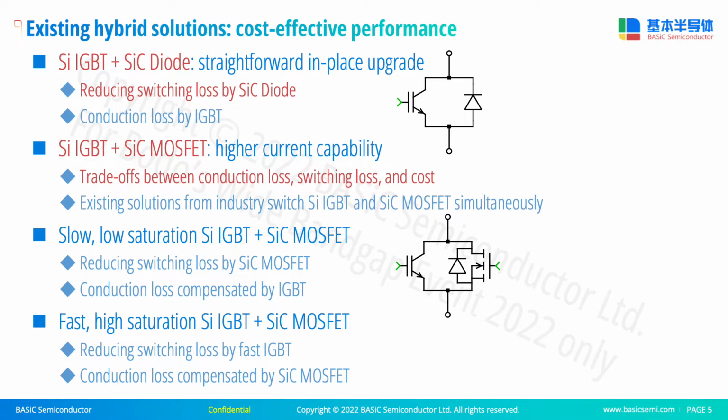For the role of power switch, often silicon carbide MOSFET is used in parallel to silicon IGBT. This general idea is not entirely new. Similar solutions using high-performance silicon MOSFET appeared almost 20 years ago. Here, the configuration of silicon IGBT and silicon carbide MOSFET is determined mostly by the trade-off between conduction loss, switching loss, and cost. As far as we know, existing solutions from industry switch the two devices simultaneously.